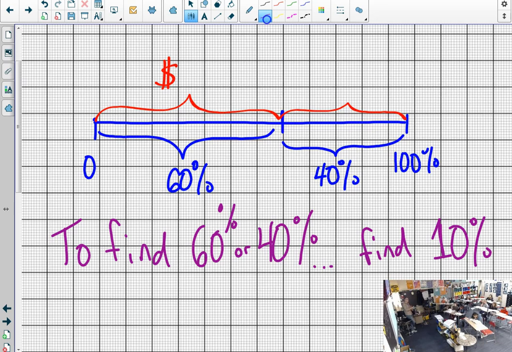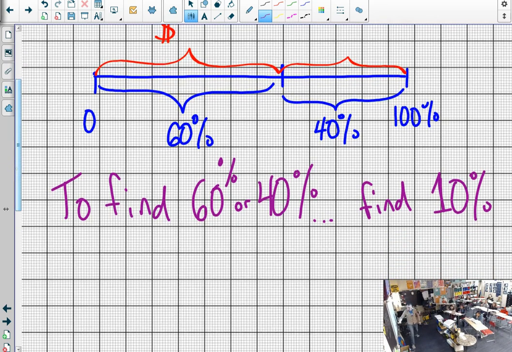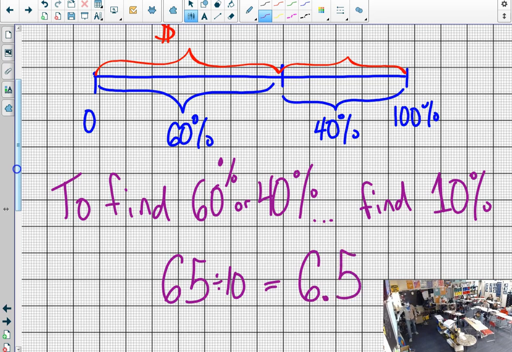What fraction is 10%? 1/10. A tenth. Right? So Grant told us we just divide by 10. So everybody jot down on your paper that if we take 65 and divide it by 10, or you could write it vertical, 65 over 10, we're going to get 6.5, and this is 10%.